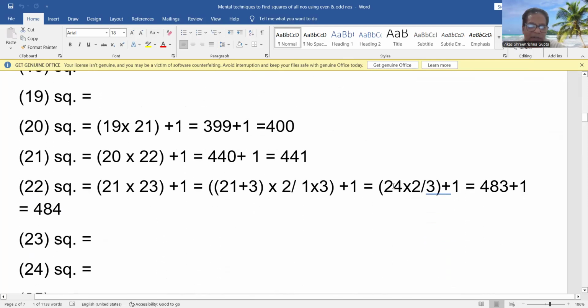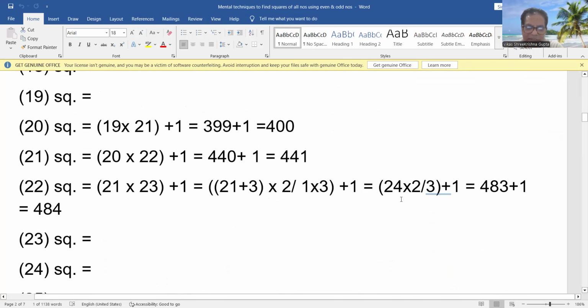In the same way, say 22 square. Now 22 is an even number, so the numbers surrounding 22 are 21 and 23. You multiply 21 and 23, and for this again use the Nikhilam method. So 21 plus 3, but here you see the base number is now changed from 10 to 20. So I multiply by 2, not by 10. So 21 plus 3 into 2, and then multiply 1 by 3.